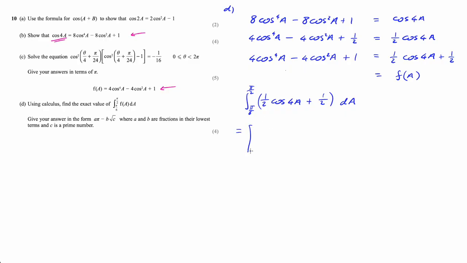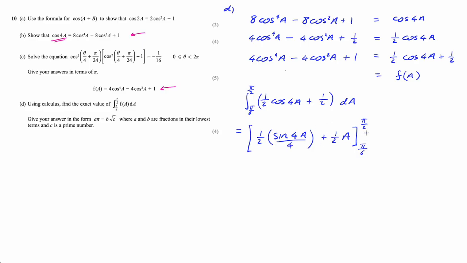Square brackets. The integral of cos 4a is, so I'll put the half here. The integral of cos is sine, but because of this 4, I need to divide by 4, so it's sine 4a over 4, and there's a half here, and the integral of a half is just half a. Close this, and we go from pi over 2 to pi over 6.